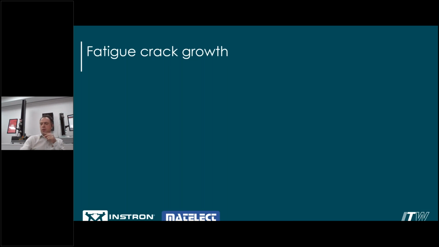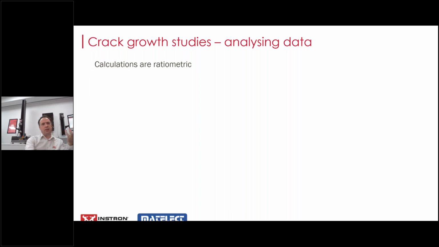I'm going to now talk a little bit about the two main strands where, within Instron dynamic systems, we would make use of this, or our customers would. So firstly, fatigue crack growth. Crack growth studies, I'm not going to talk about the whys and the wherefores and the hows here. I'm going to assume that this audience has some idea that there is an interest in the differences in crack growth rate relative to applied stress intensity.